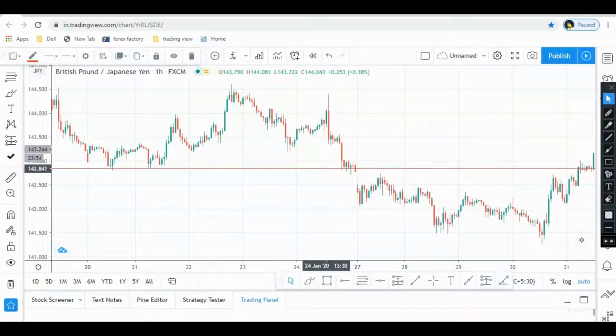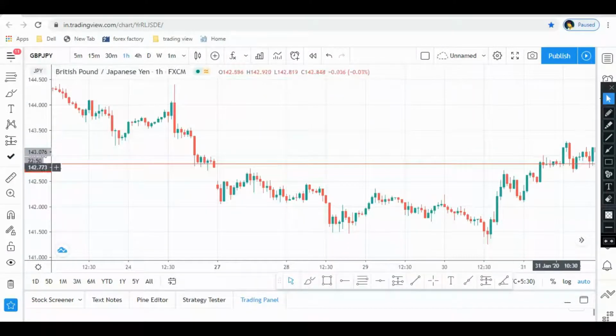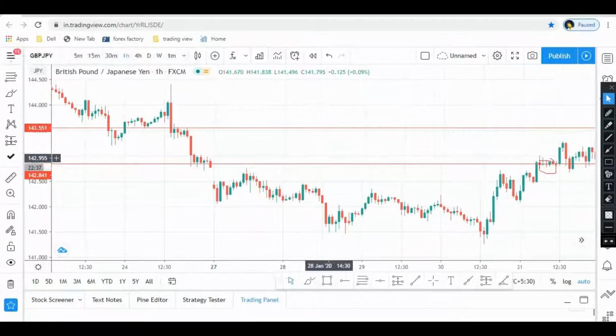So this is the area I can see. I would place a buy order. So after the breakout, I will place my buy order in this area, and what will be my take profit? It will be this place. So let me mark this area. So this will be my take profit zone.